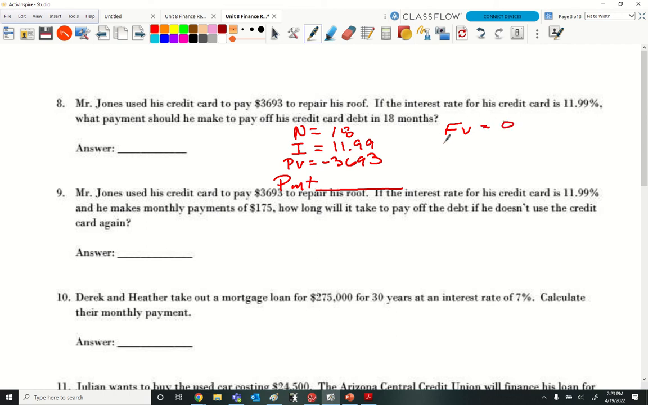Next one, what's that, PPY? How many payments per year? 12. And then CPY is 12, and it's always at the end. So let's go through and fill in those.